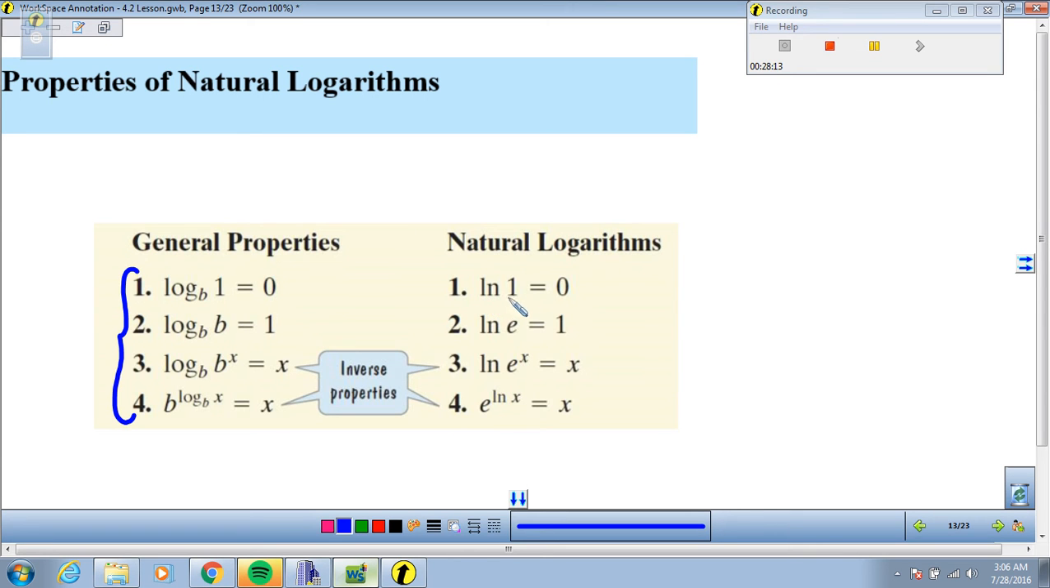Natural logarithm of 1 will always be 0. Natural logarithm of e will always be 1. Natural logarithm of e to the x will always be x, the answer, this exponent right here. E raised to the natural log of something, the answer will be that something, that x right here. Okay. So let's see how we apply these natural logarithm properties.